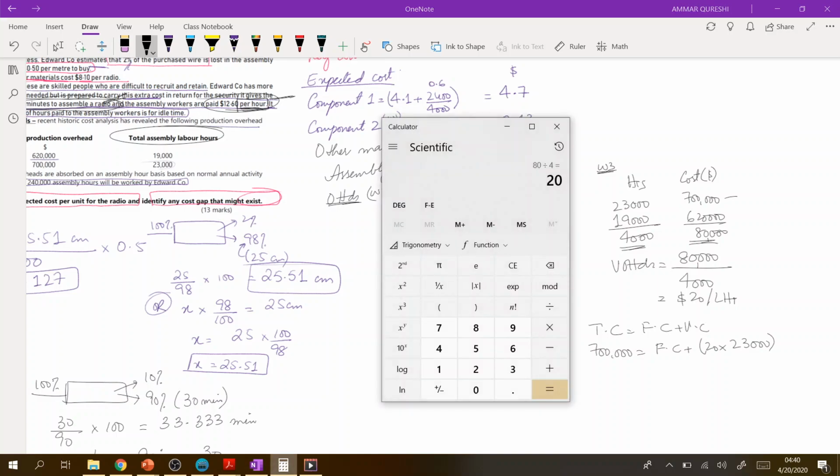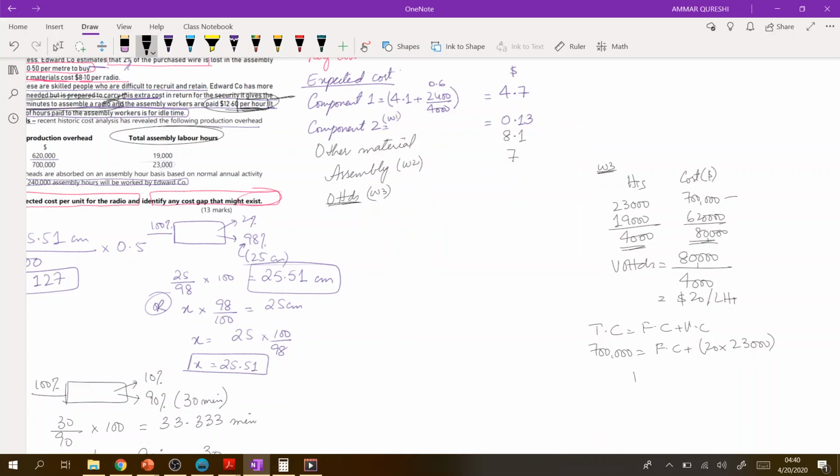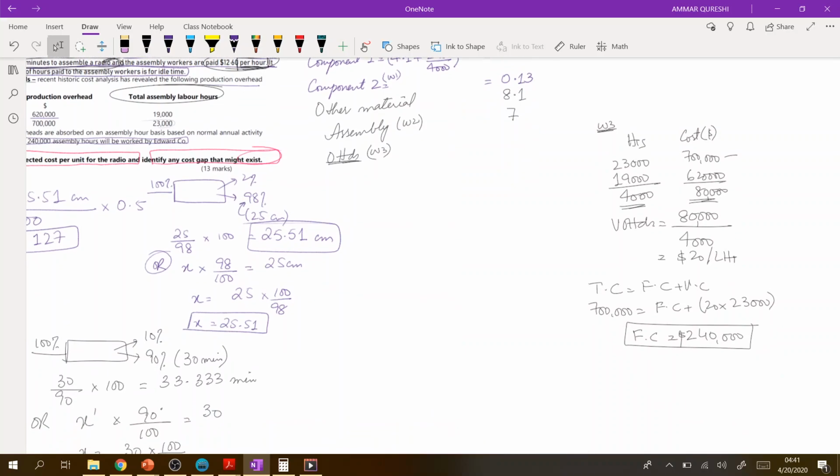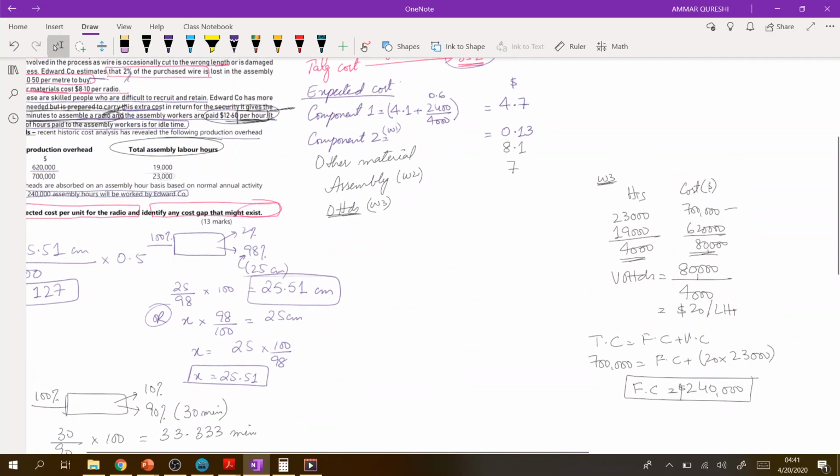So let's directly calculate this. 7 lakh minus 20 times 23,000. So it's 240,000. Fixed cost is 2,40,000, right? Now again, we cannot allocate the complete 240,000 to this product because obviously we are manufacturing different types of radios in the company. So we have to absorb fixed overhead.